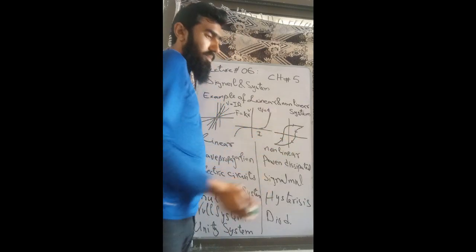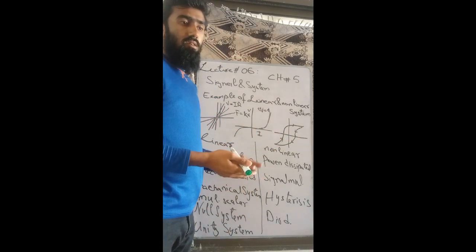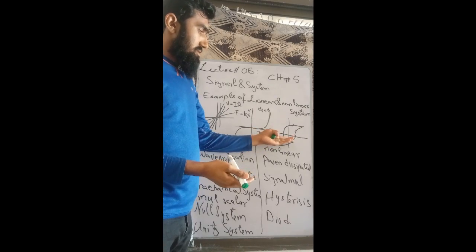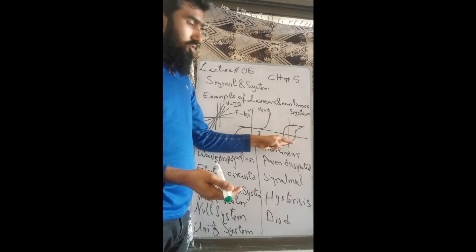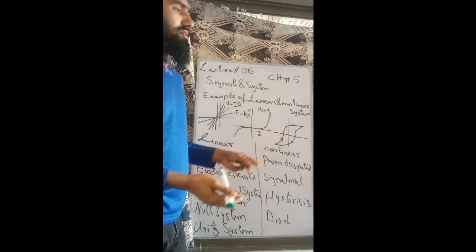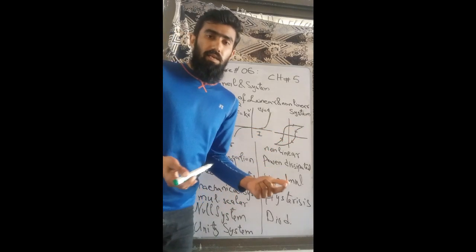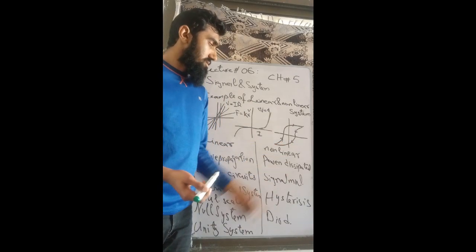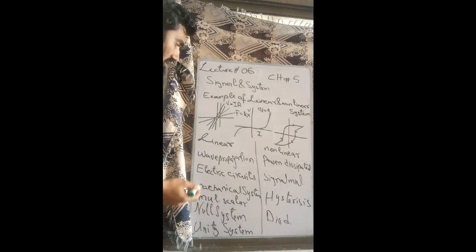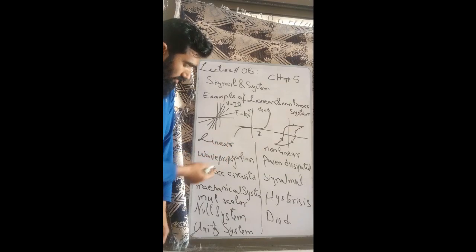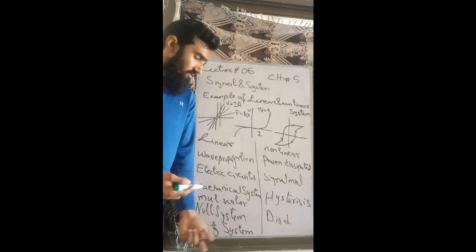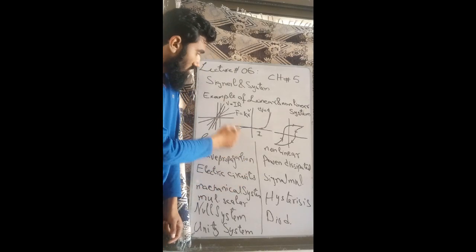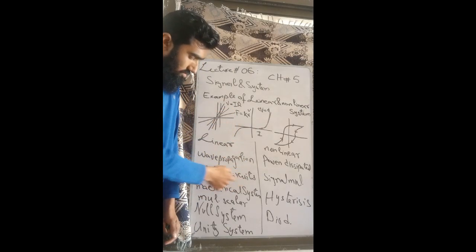When we apply a magnetic field on a conductor, its domains are aligned in this way. This is the graph of their domain alignment, so that the iron becomes a conductor. This is the graph of the hysteresis loop. And if we see the examples, wave propagation is a linear system. An example of a linear system is the electric circuit that we have discussed. Ohm's law is here.